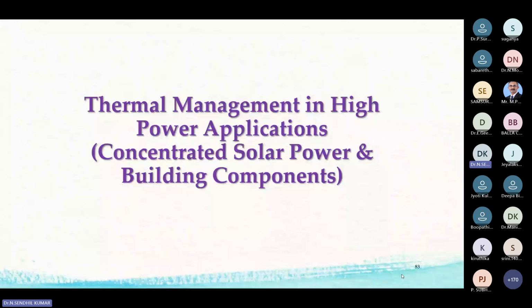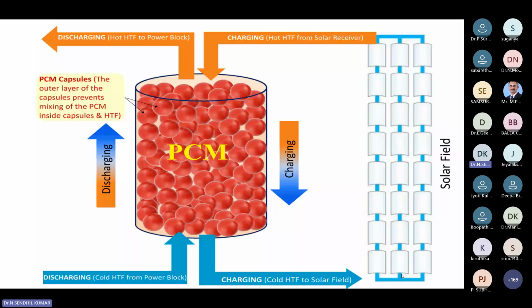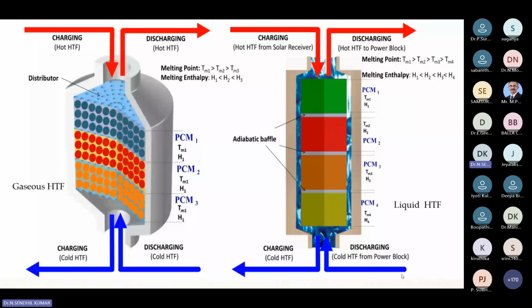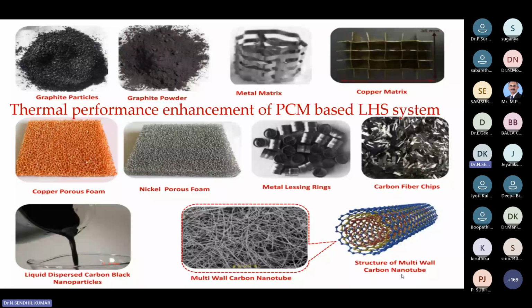We are using PCM, phase change material, for solar applications. In one place we are using different PCMs, PCM1, PCM2, PCM3, which transfer the heat at different levels. In PCMs we are mixing some metal alloys to enhance the thermal conductivity, and then we put them into the application. Similarly, you can also think about that. This is thermal performance enhancement of the PCMs: copper porous foam, nickel porous foam, metal, all those things. You can think about that based on your applications.